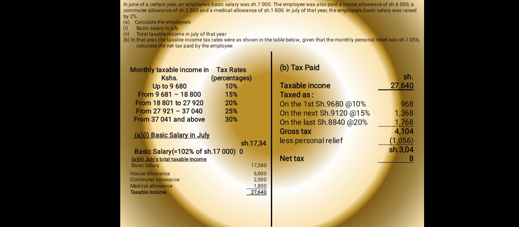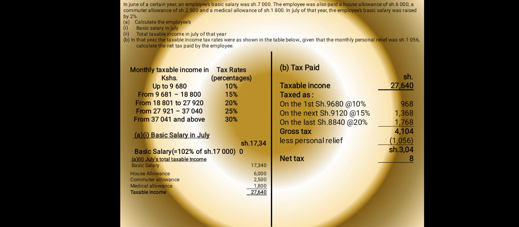A. Calculate the employee's 1. Basic salary in July. 2. The total taxable income in July of that year. In that year, the taxable income tax rates were as shown in the table below. Given that the monthly personal relief was 1,056 shillings, calculate the net tax paid by the employee.